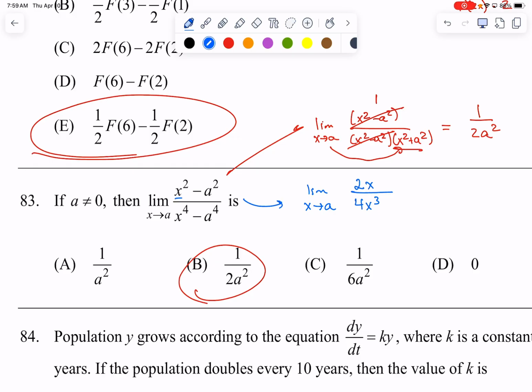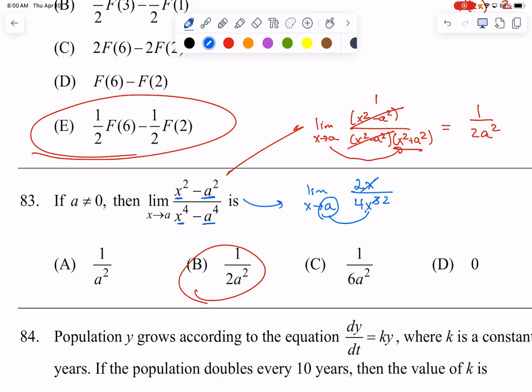Watch. Do you get that the derivative is 2x? Yep. Because derivative of a squared is 0. Do you get the derivative of 4x to the fourth is 4x cubed? Derivative of the constant 0. And then I can cancel out an x. That gives me a squared. And now a is 0. Plug in my a. What? A's not 0. The derivative of a squared is 0. I'm doing L'Hopital's rule.